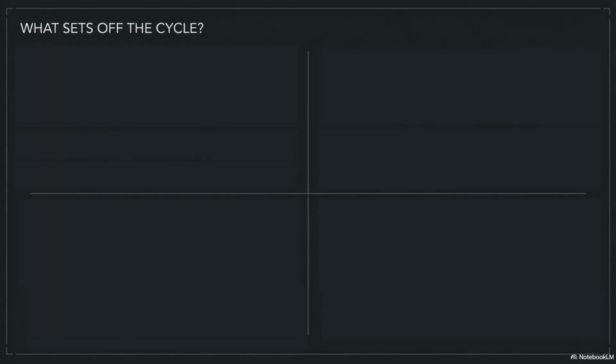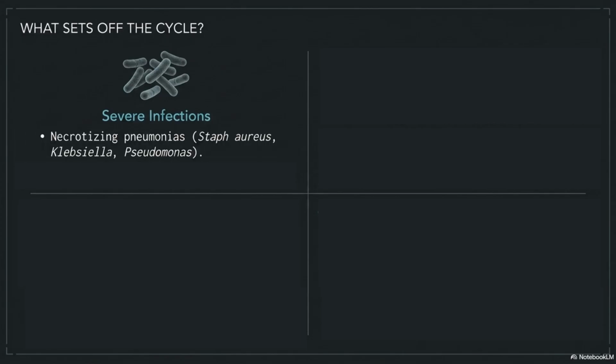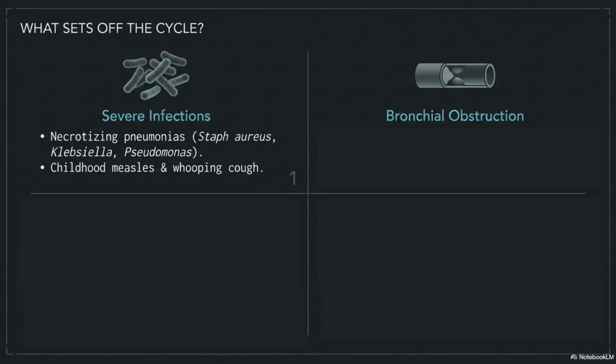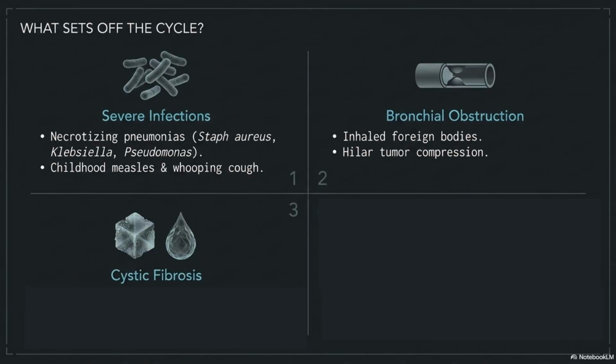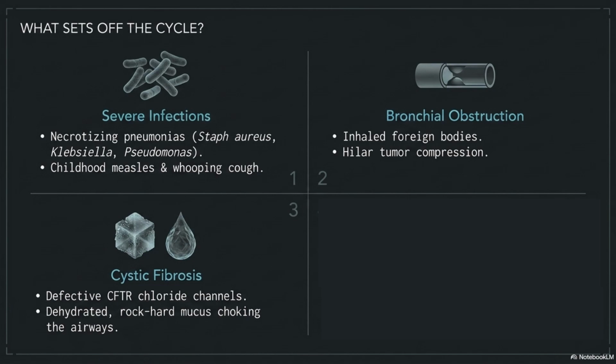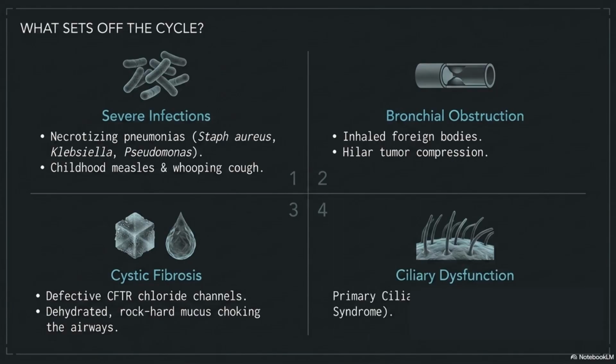What actually sets off this cycle? First, severe infections. These include necrotizing pneumonias from Staph aureus, Klebsiella or Pseudomonas, as well as childhood measles and whooping cough. Next is bronchial obstruction, which can be caused by inhaled foreign bodies or hilar tumor compression. We also see it triggered in cystic fibrosis, where defective CFTR chloride channels lead to dehydrated rock-hard mucus choking the airways. Finally, ciliary dysfunction, specifically primary ciliary dyskinesia or Cartagena syndrome, can initiate the cycle.